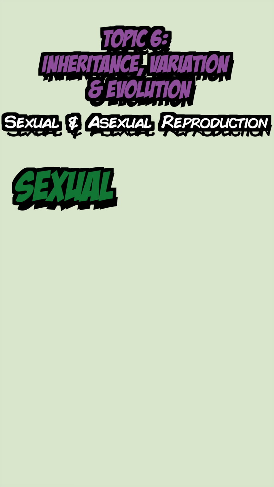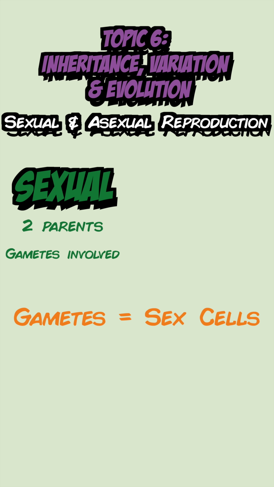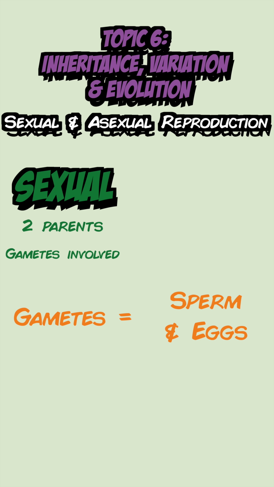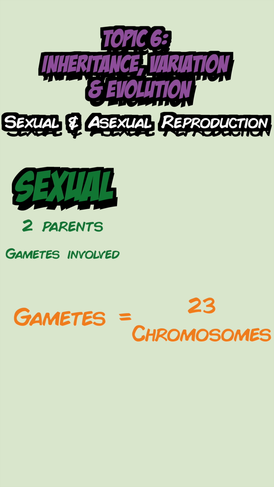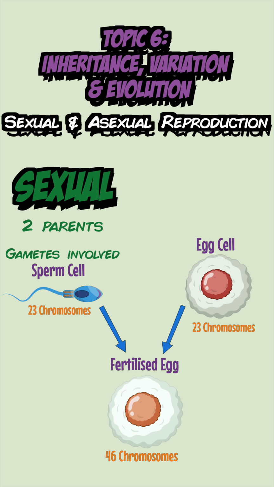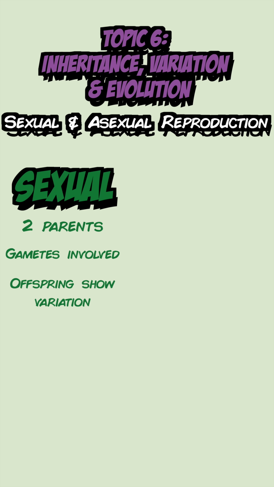Sexual reproduction involves two parents, where each parent contributes gametes, which are the sex cells. In animals, these are sperm and egg cells, and in flowering plants, these are pollen and egg cells. Each gamete contains half the number of chromosomes of the body cells, so that would be 23 in human gametes. When fertilization occurs, these both combine to form the full set of chromosomes, which are a mixture of each parent's chromosomes. This means the offspring, which is the child, shows genetic variation as their DNA is different.